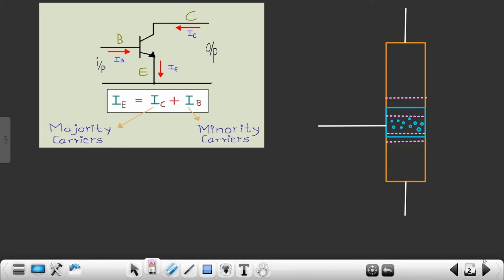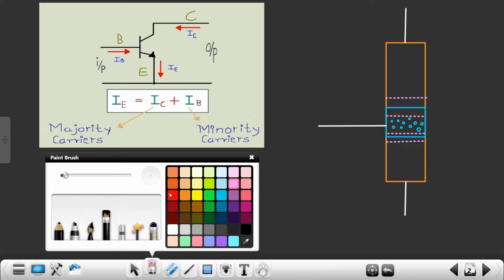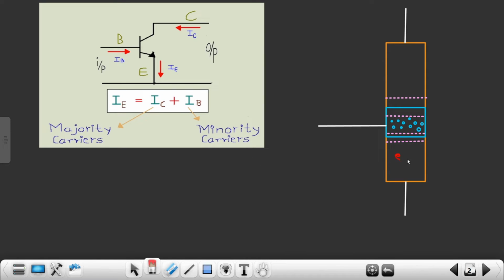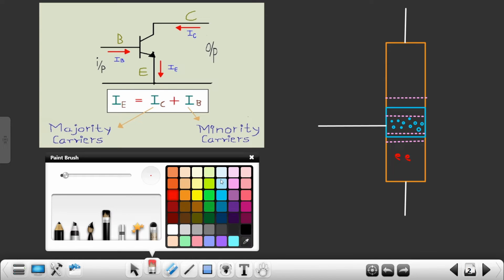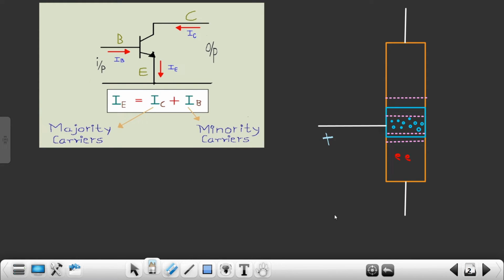In case of BJT, I had dedicated a separate course for BJTs, and if you remember, at its base side it has holes, and at the emitter side it has a large number of electrons. Let me show 2-3 electrons, which are present at the emitter side. Obviously this acts like a PN junction diode. If we provide positive to the base and negative to the emitter, there is one current flowing between the base and emitter junction.